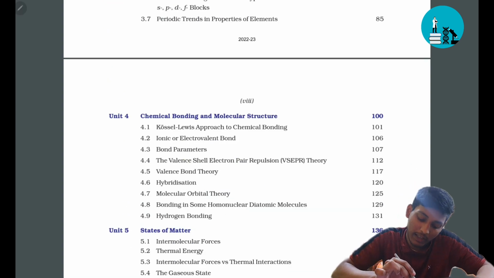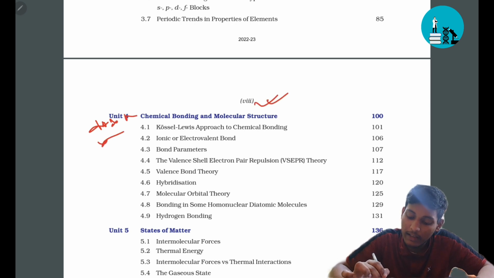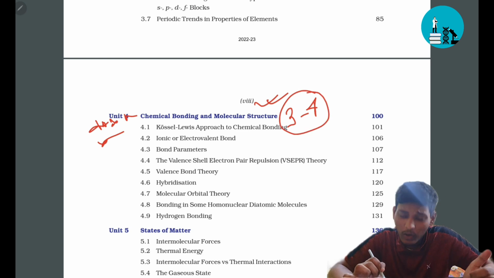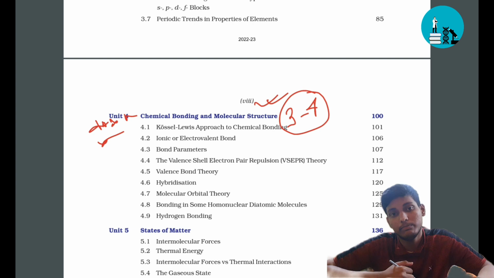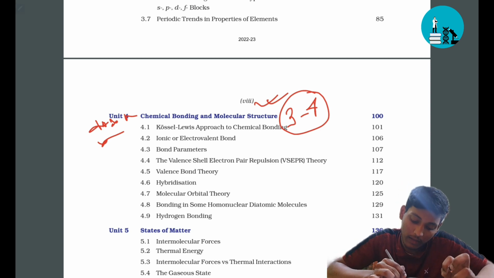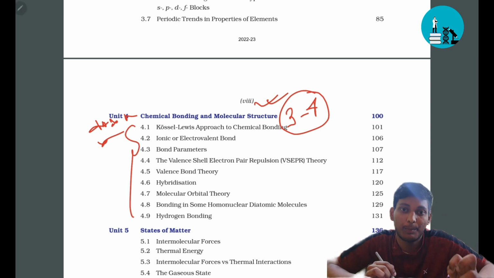Next, the most important and most starred topic is chemical bonding and molecular structure. Every year 3 to 4 questions come from this chapter. And also, for the base of organic and inorganic chemistry, this is a very interesting and very important chapter, and all the topics are must-read topics. Please read all the topics.